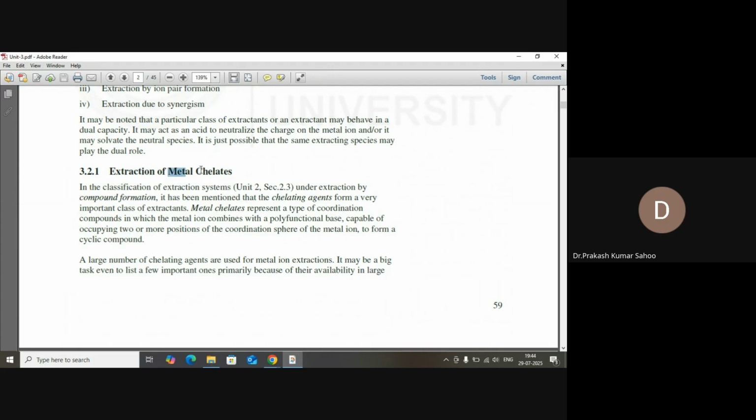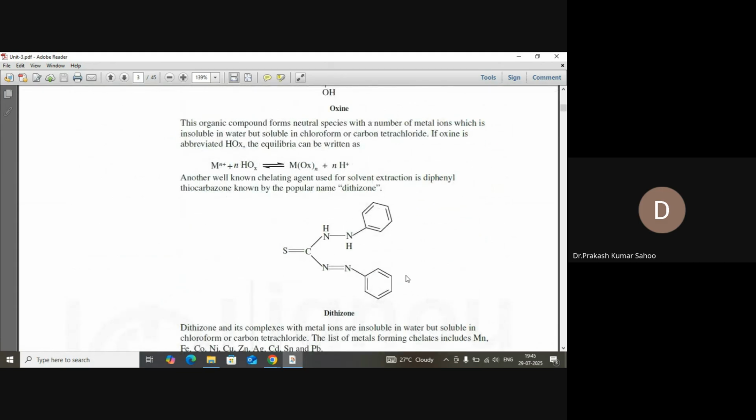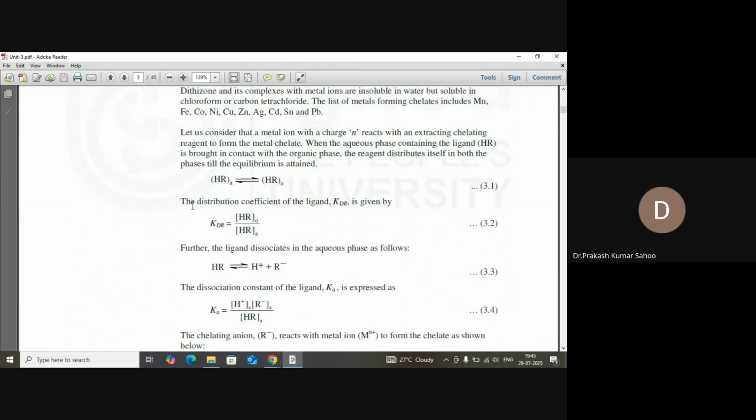Chelate means a chelating ligand is used. This is the chelating agent or chelating ligand. Like oxygen, it is a chelating ligand where two centers are there which can donate a lone pair to the metal center. And nitrogen is having a lone pair, oxygen is having two lone pairs. So that means this can form a cyclic-like complex. And also diketone. Diketone is also a chelating ligand or chelating agent to form a chelating complex or metal complex. So this is the equilibrium we have, that aqueous to organic.